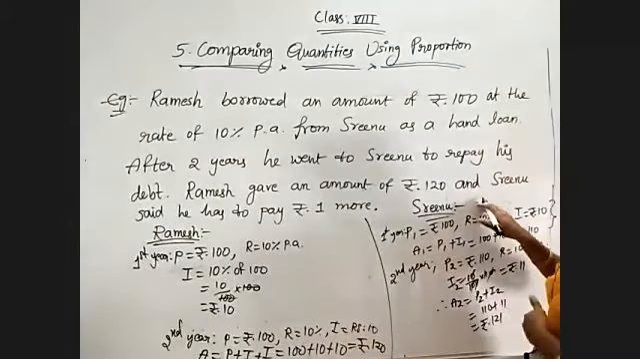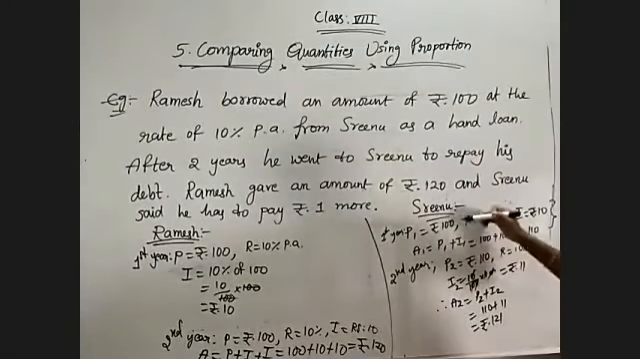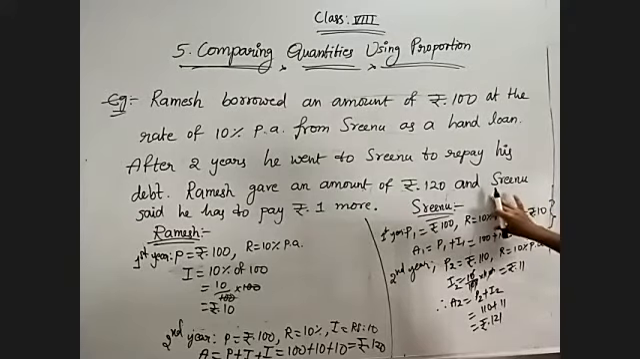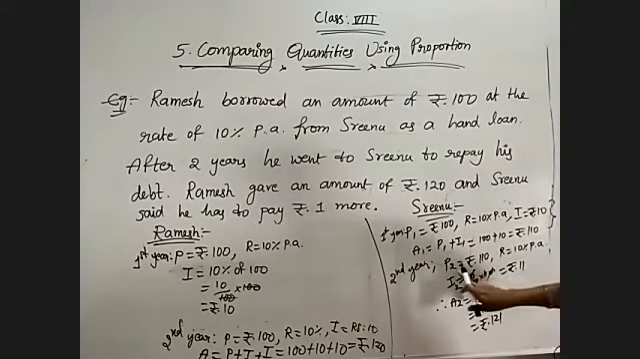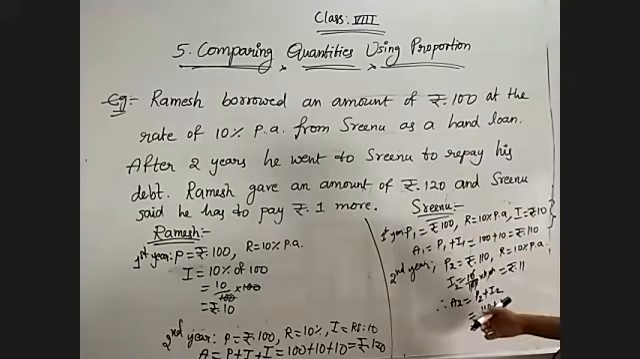Coming to this Srinu, whatever amount he is getting at the end of first year, that one he is taking as the principal for the second year. Means he is again calculating interest on interest. So it is compound interest.